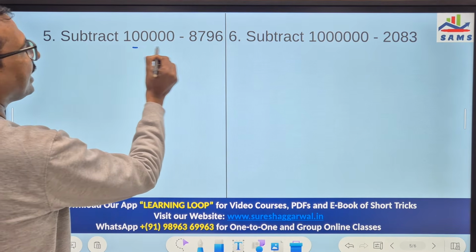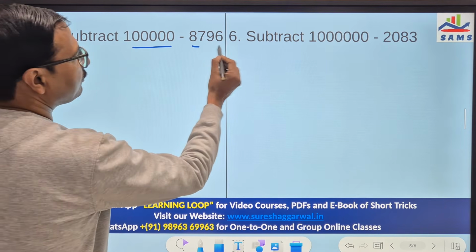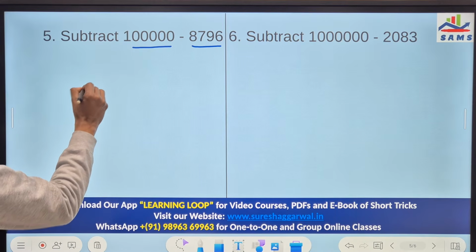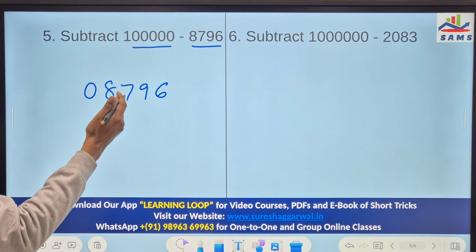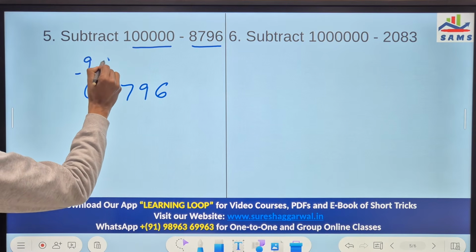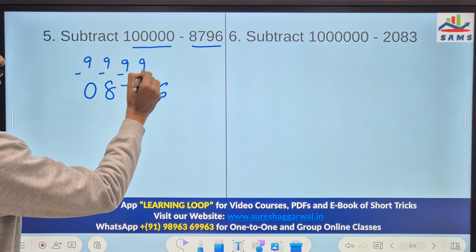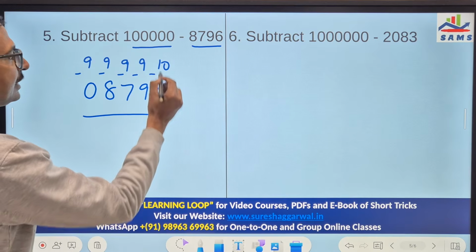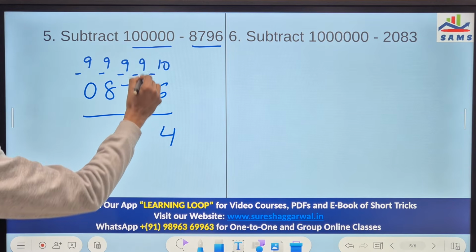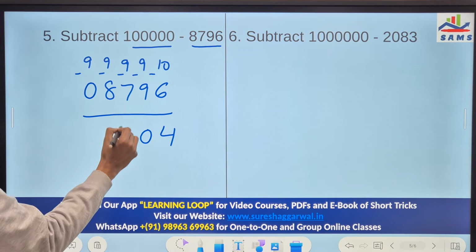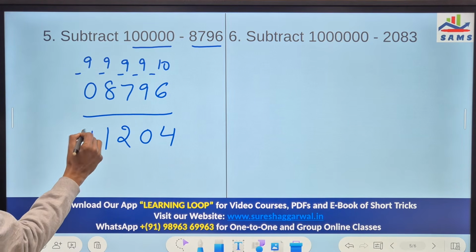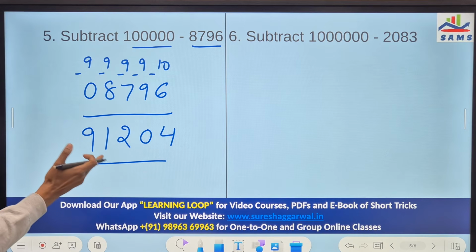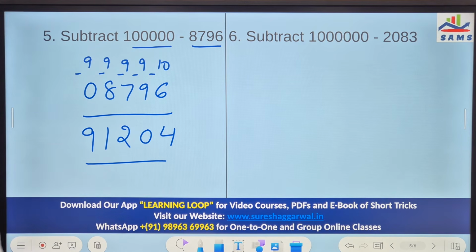And likewise I can have big questions. See, here we have 5 zeros and only 4 digits. So I can visualize 0, 8, 7, 9, 6, and now I don't want to write all the 9s here like this. Even if you don't write, you can directly do it. 10 minus 6, 4, 9 minus 9, 0, 9 minus 7, 2, 9 minus 8, 1, and 9 minus 0, 9, and here is your answer for the subtraction problem.